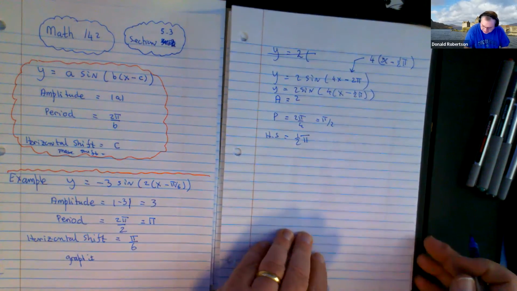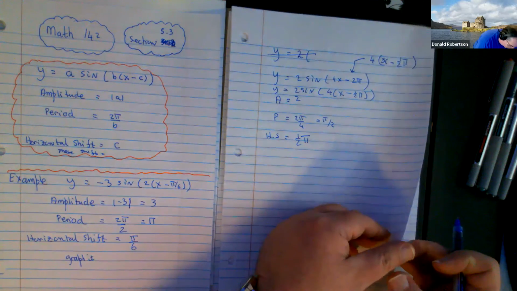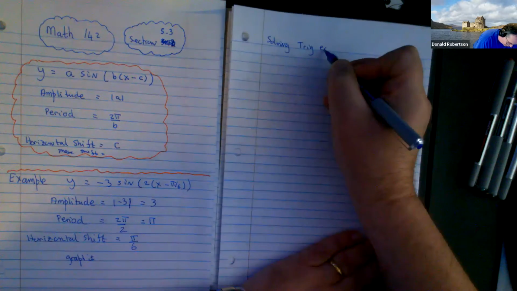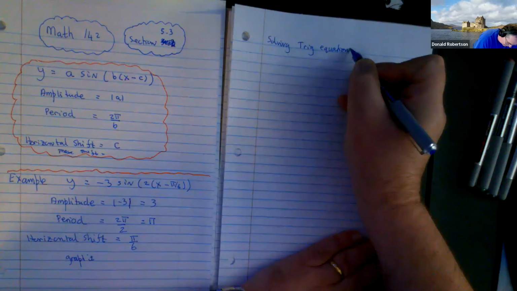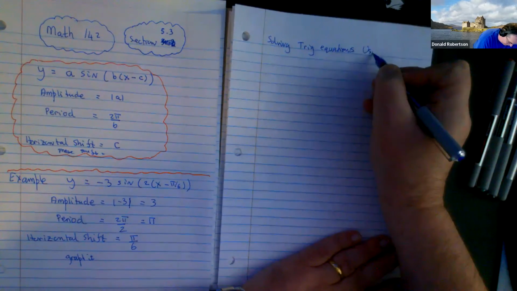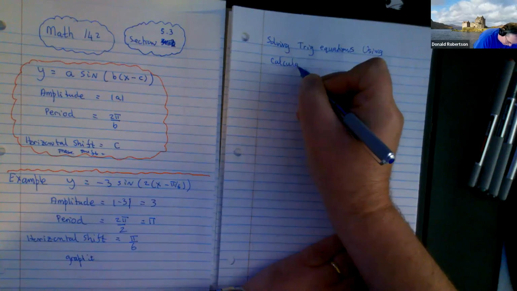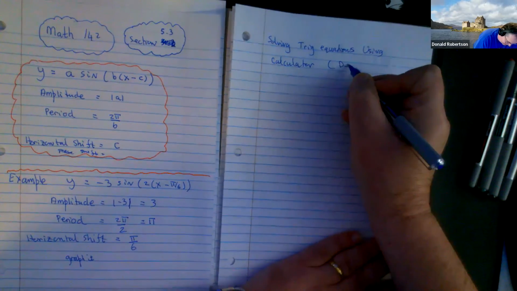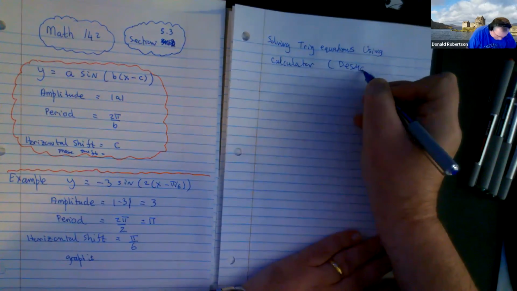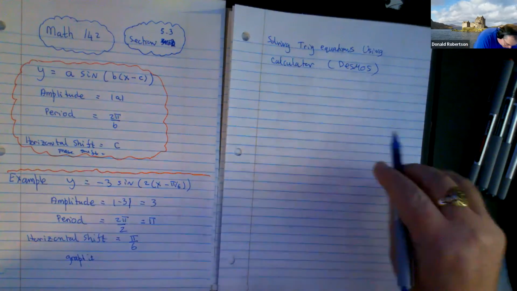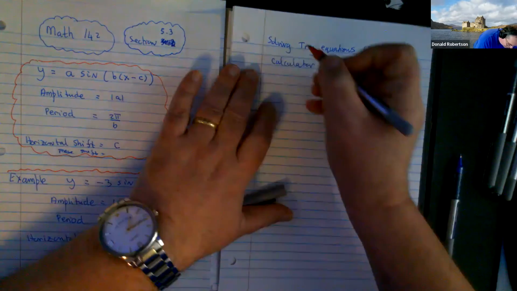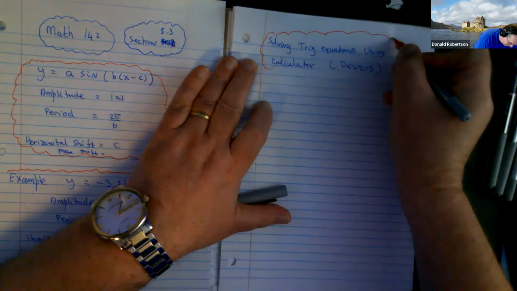So what's the next part? The next one is solving equations. I guess I should put in the word trig. Solving trig equations using calculator or Desmos. I like solving these using Desmos. We'll show you how to do it both ways.